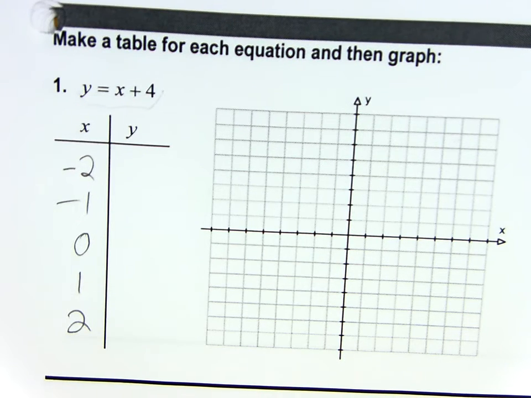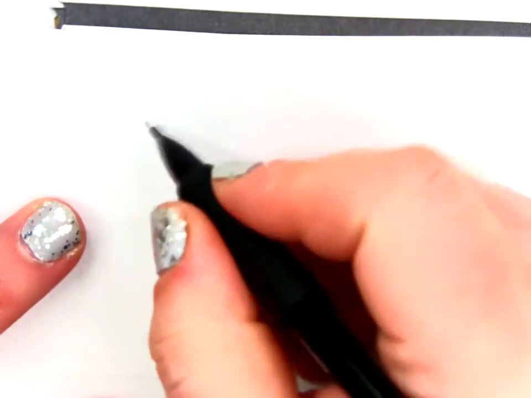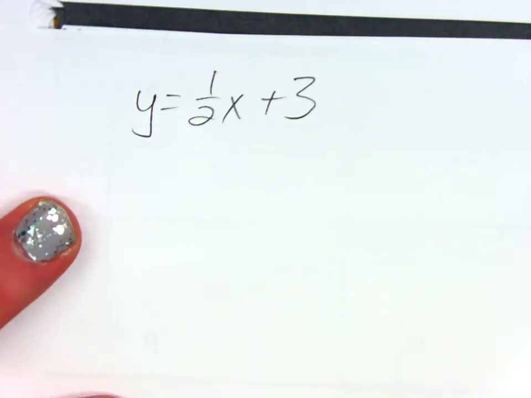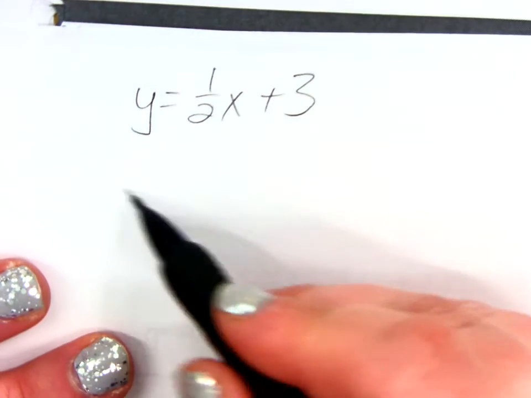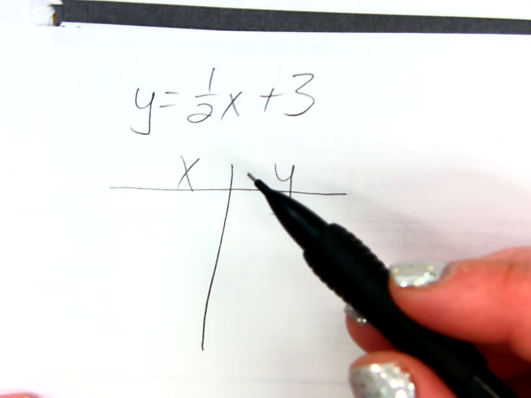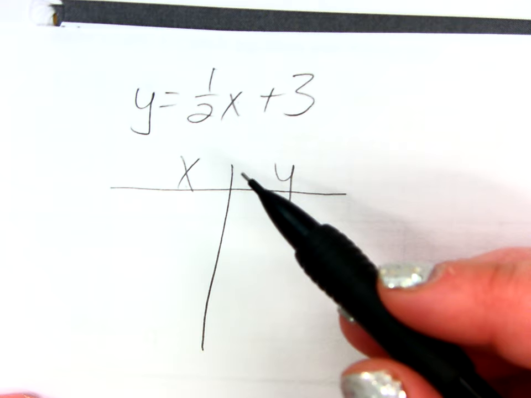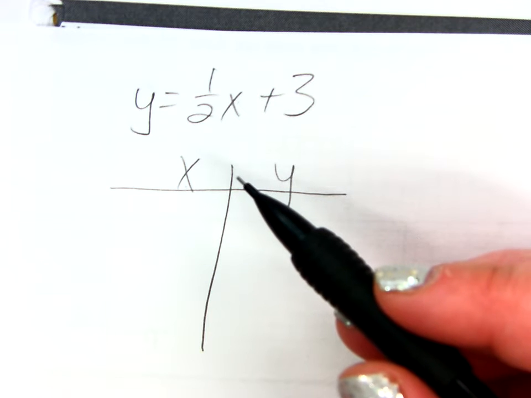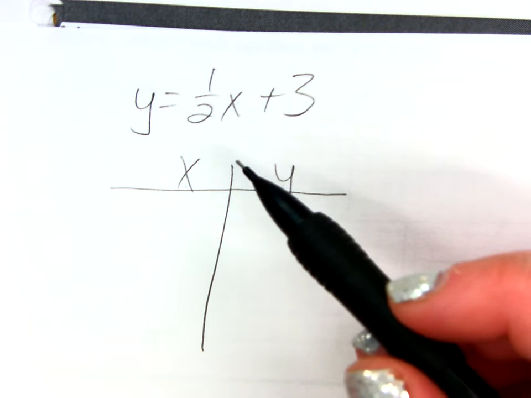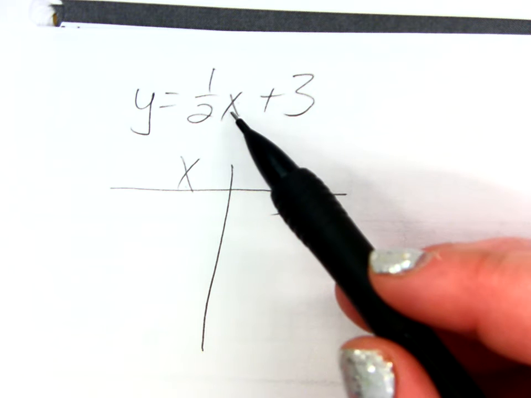Now, before we do this, I just also want to show you... Oh, there's none on here that are like this. Let's just pretend for a minute that I had an equation that looked like this. Y equals 1/2 x plus 3, let's say. If I get to pick whatever I want to plug in for x, what kind of numbers would you pick? If you're working smarter, not harder. Olivia?